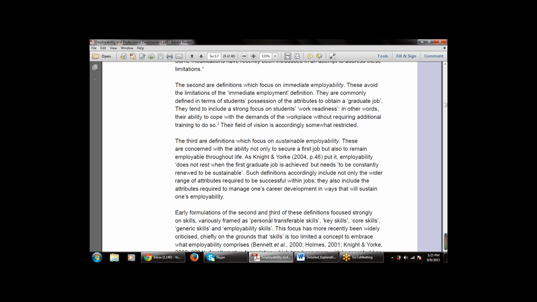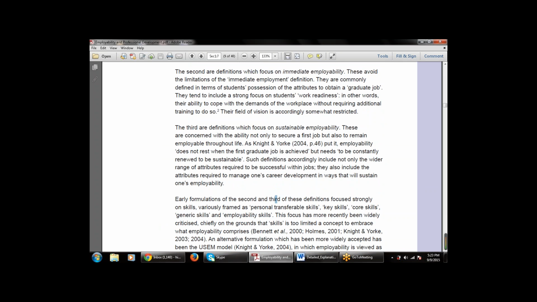The second and the third, that is the immediate and the sustainable employability definitions, focus strongly on skills, basically framed as personal transferable skills, key skills, core skills, generic skills, and employability skills. This focus has most recently been widely criticized, chiefly on the ground that skills is too limited a concept to embrace what employability comprises.